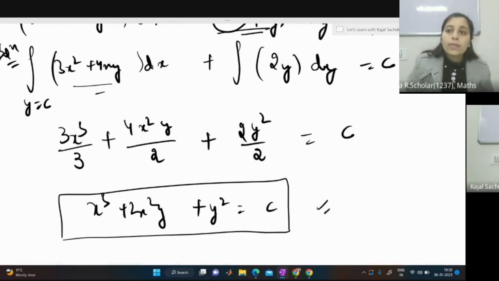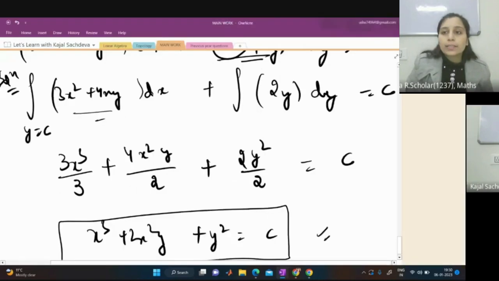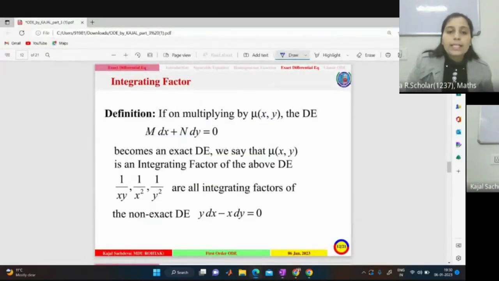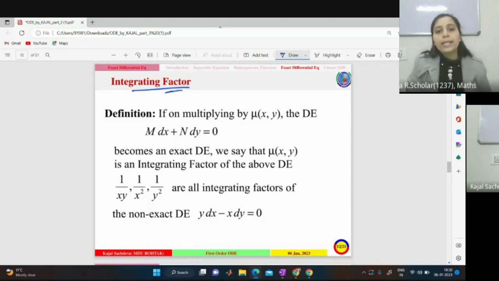Now, if the given equation is not exact, then what will we do? In this case, we will take an integrating factor. The integrating factor is what? If there is some function by which we multiply the whole equation and the given equation becomes exact, that will be called an integrating factor.